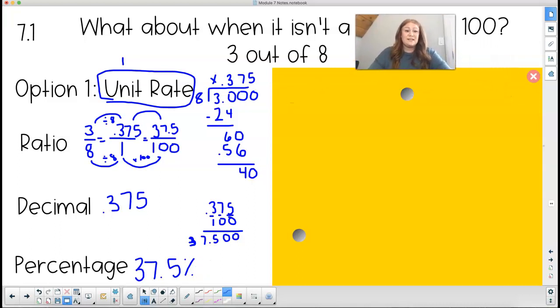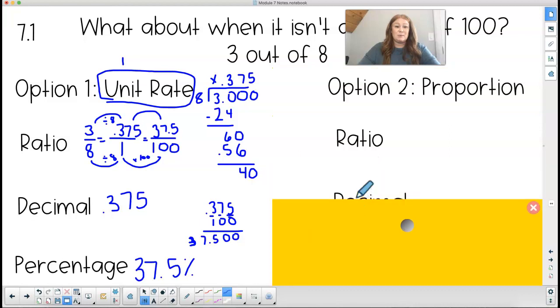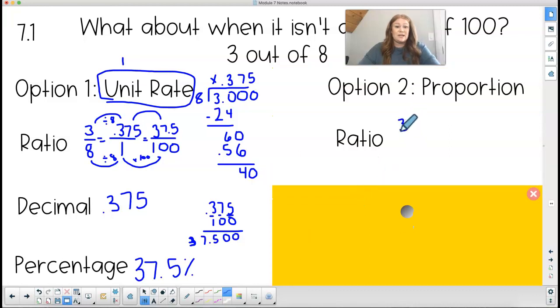So let's look at that same ratio and use the proportion strategy. So our ratio is 3 out of 8. And this time when we do the proportion, we want to skip that 1, that unit rate, and we're going to go straight to 100. And I'm looking for what is this number on top of here? What is this percent here? So my new problem is 8W equals, so I'm cross multiplying, 3 times 100 is 300. So there's my new problem.